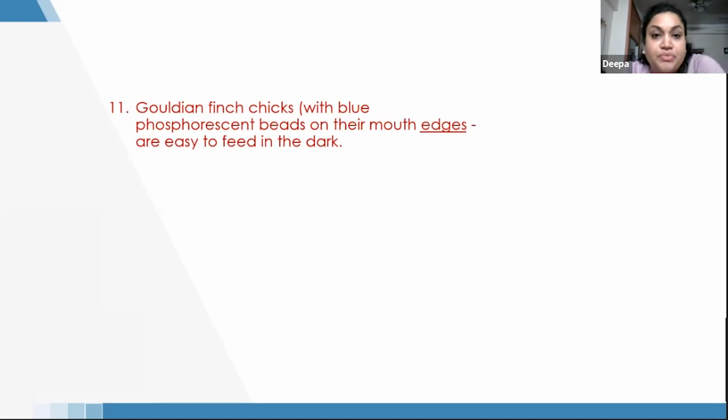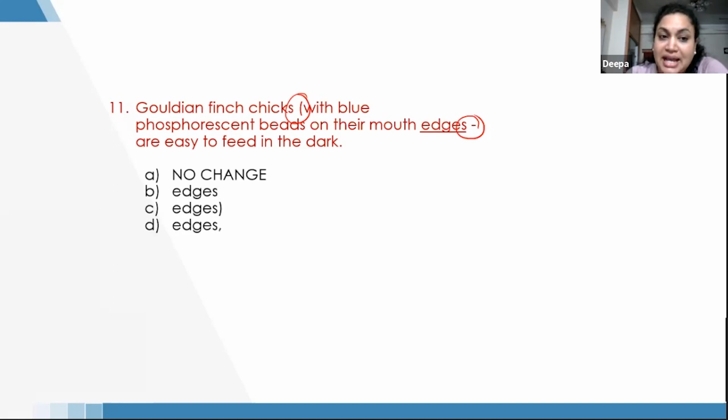Golden flint chicks with blue phosphorescent beads on their mouth's edges are easy to feed in the dark. Now here we have started the sentence with a bracket and we are ending the sentence with a dash, which is not acceptable. Let us look at the options and check which one goes well. Because it has started with a bracket, we have to end it also with a bracket. Therefore, we go with C as the right option.